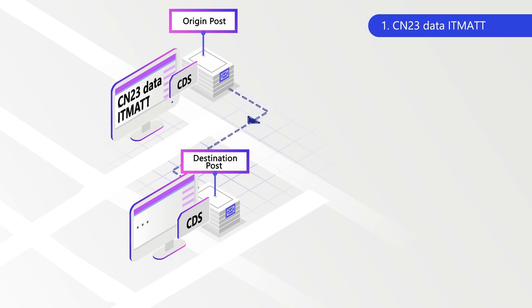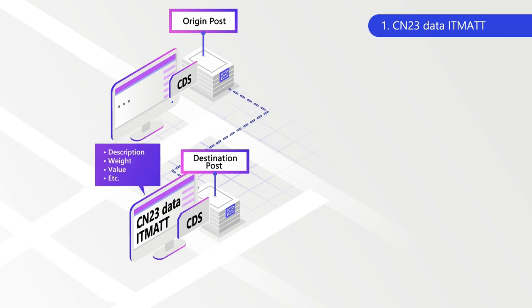The customs declarations are transmitted through an EDI message called ITMAT, the electronic representation of the CN23 form. This form contains important information about the exported goods, such as their description, weight, and value.